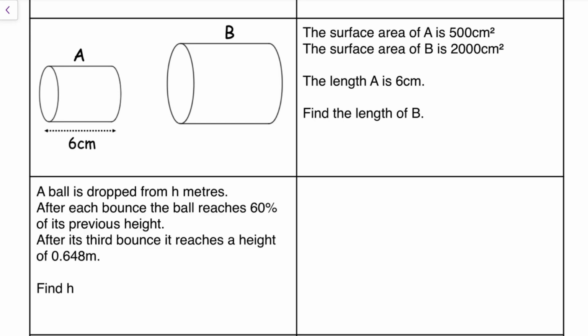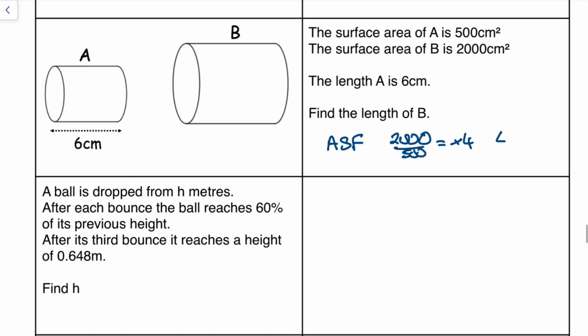Next one, I can see straight away this is going to be similar shapes. So the surface area of A is 500, the surface area of B is 2000. So therefore the area scale factor is going to be 2000 divided by 500, which is the same as times 4. Now if the area scale factor is times 4, that means the length scale factor is the square root of that, not divided by 2, but the square root, which is 2. So if the length of A is 6, then the length of B is 6 times 2, which is going to be equal to 12 centimetres. Good, straightforward, easy marks in the exam.